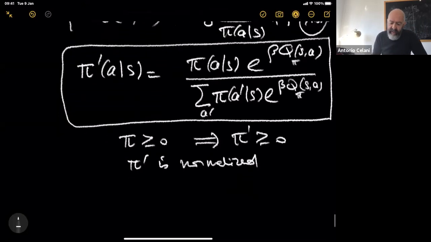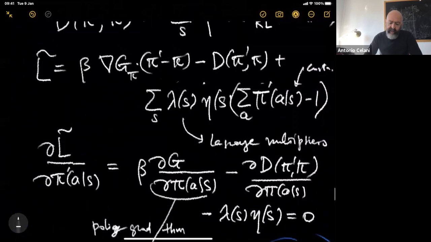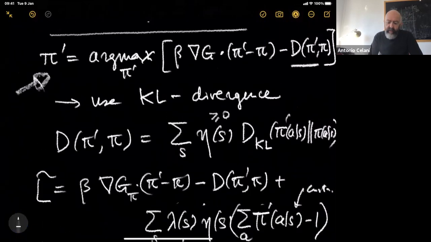So let's have a look at what is happening in the extreme cases. Clearly, if beta equals zero, then pi prime is going to be equal to pi. That was to be expected, because what does beta mean? If you have a look at the optimization problem here, when beta is zero, it means that you pay a cost for moving away from the point without getting any compensation for that. On the contrary, when beta goes to infinity, something interesting happens, because you don't get outside the domain, because you're always inside your policy space.